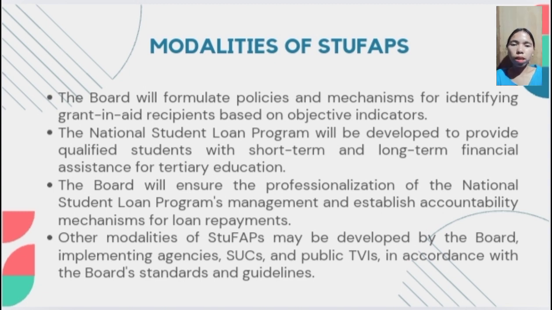So the board will create policies to identify grant and aid recipients using objective criteria. A national student loan program will be established to offer financial aid to qualified tertiary education students. The board will professionalize the management of this loan program and set up accountability measures for repayments. Other types of student financial assistance programs may be developed by the board, implementing agencies, state universities and colleges, SUCs, and public technical vocational institutions, following a set of standards and guidelines.